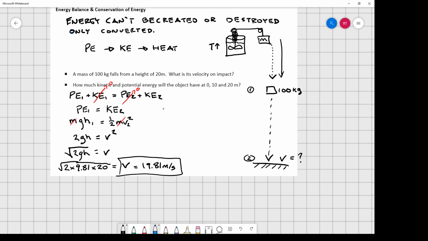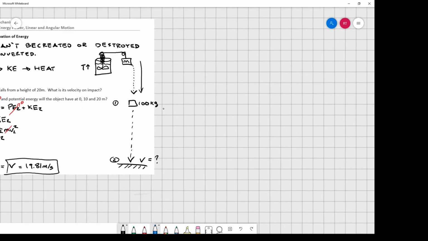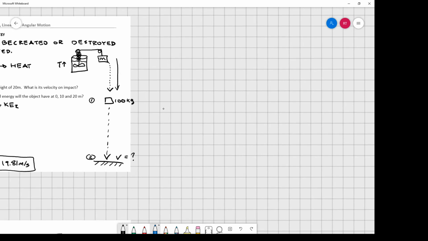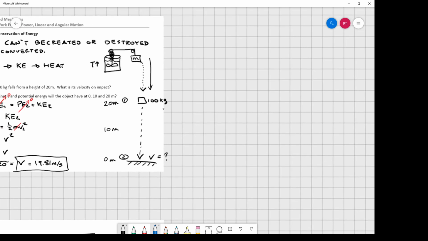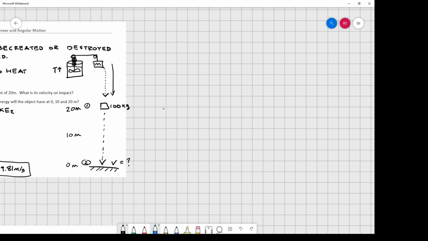Okay, if I'm curious about this, how much kinetic and potential energy will the object have at 0, 10, and 20 meters? I may just come over here. So I'm curious at 20 meters, at 10 meters halfway down, and at 0 meters, how much kinetic and potential energy the object will have at those points. Okay, so I might make up a little table. Maybe I say potential energy, kinetic energy, I just care about total energy, and I'll put my height, and that's going to be at 20, we'll say at 10, and we'll say at 0.